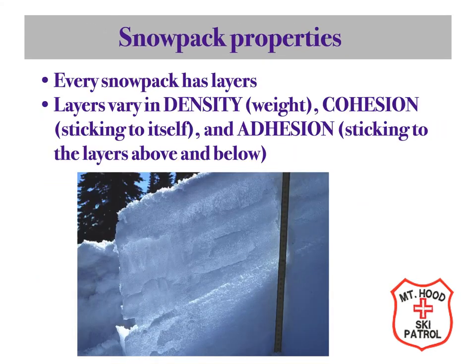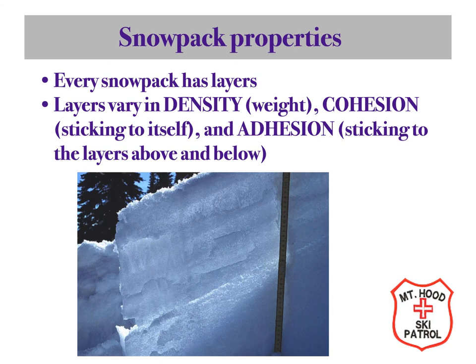Let's begin by discussing some basic properties of the snowpack. A snowpack is a mix of ice grains, air, and water. Grains are bonded to each other to varying degrees to form layers. Adjacent layers are also bonded to each other, forming a sandwich structure of these layers.